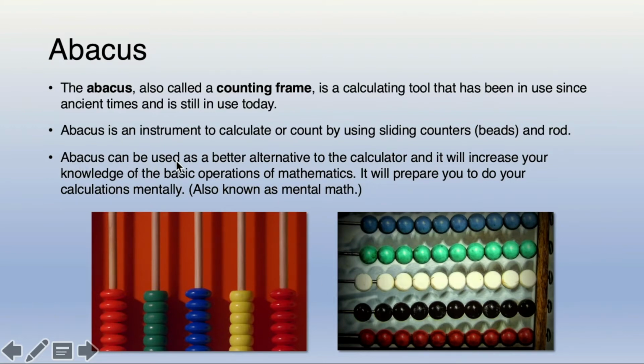Now abacus can be used as a better alternative. Alternative means option, choice, as a better alternative to the calculator, and it will increase your knowledge of the basic operations of mathematics. So the basic operations are addition, subtraction, multiplication and division. Then it will prepare you to do your calculations mentally, also known as mental math. So as you practice using this abacus, moving the beads yourself, counting, that way your mental math will improve.